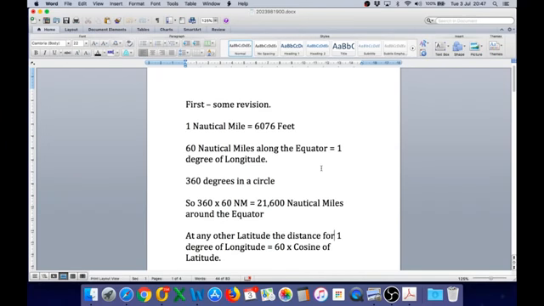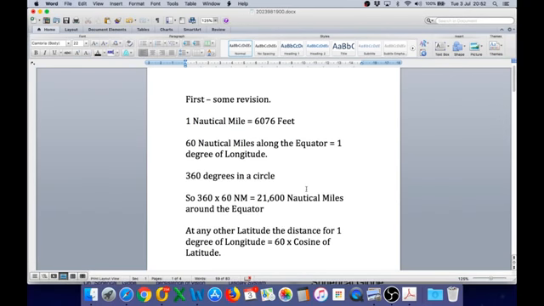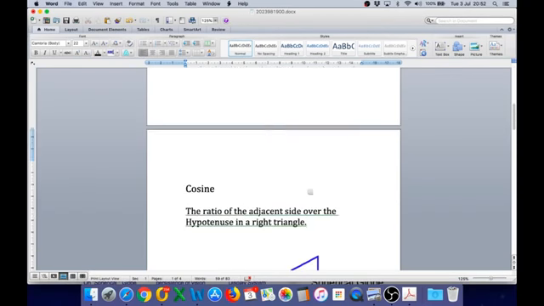At any other latitude, the distance for 1 degree of longitude equals 60 times the cosine of the latitude. Now we're going to have a look at why that is so and why that confirms that flight plan distances do in fact match the geometry of a globe. So let's take a look at cosine.